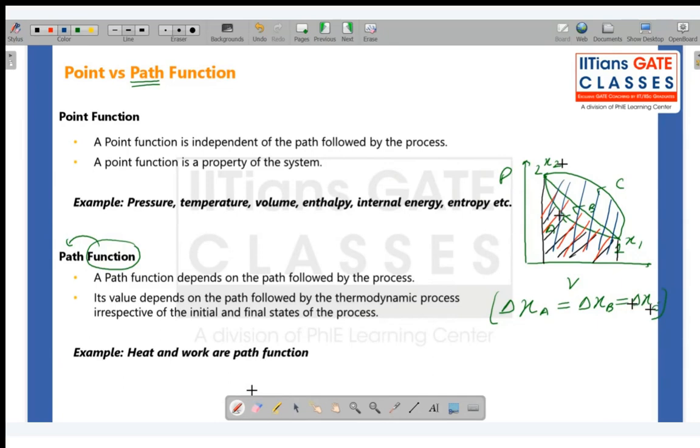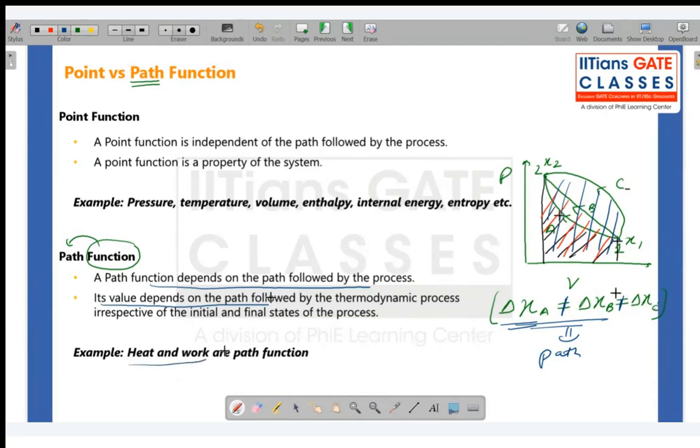And if a property is going to be a path function, then if you change the path, that property will change. So you cannot simply write x2 minus x1. A path function depends on the path followed by the process. Its value depends on the path followed, not just on what my x2 and x1 are. So they are not equal. They depend on the path. So delta X_A will not be equal to delta X_B will not be equal to delta X_C.